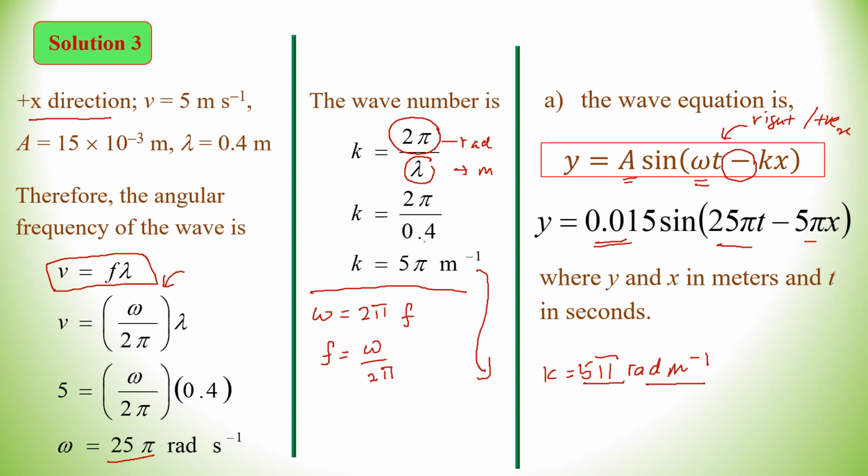So after you get the value of wave number, you can substitute here. K, substitute with 5 pi. So next, state the unit. Y and x in meter, t in second. So that's all for question 3.